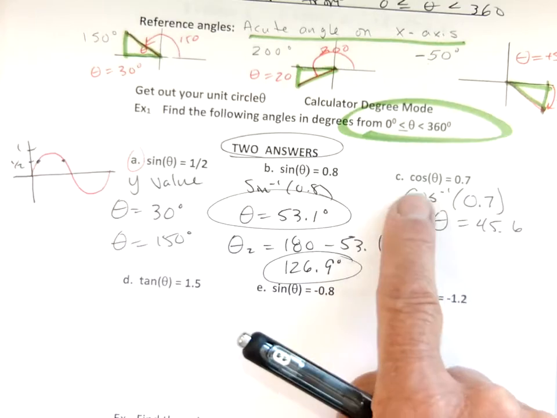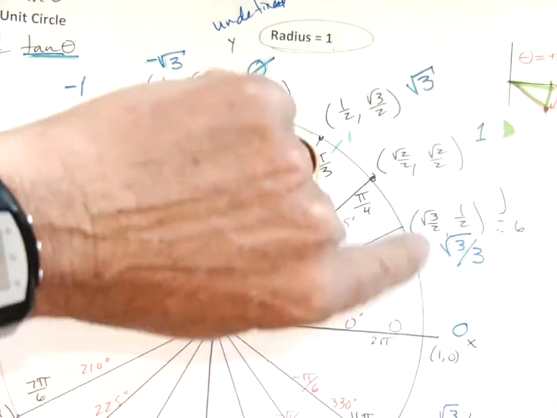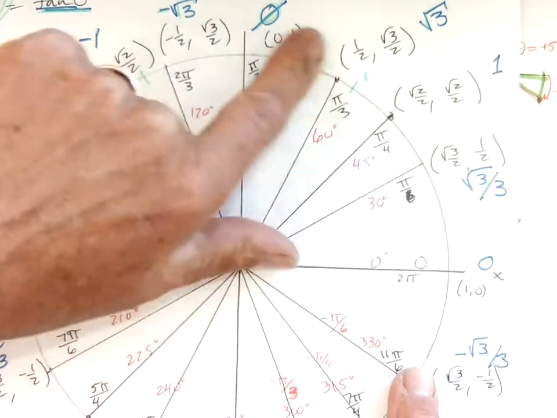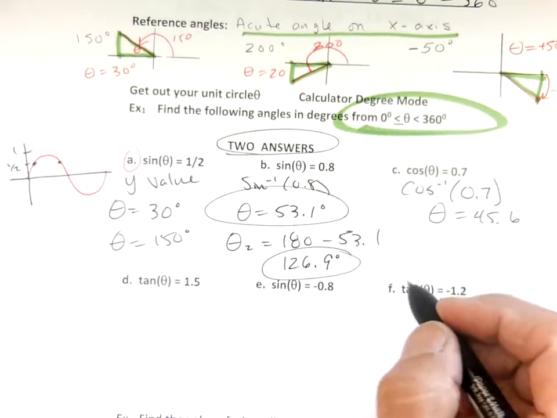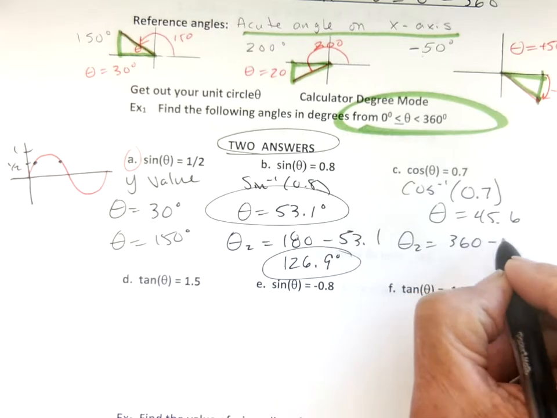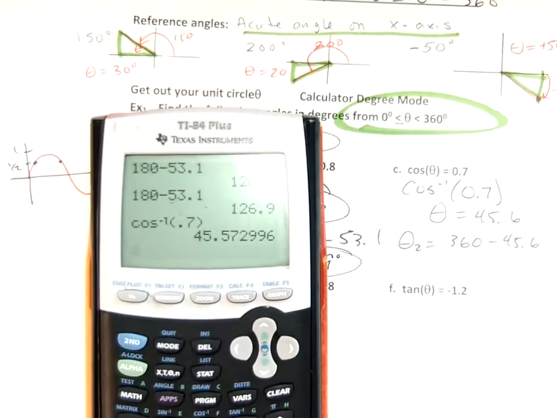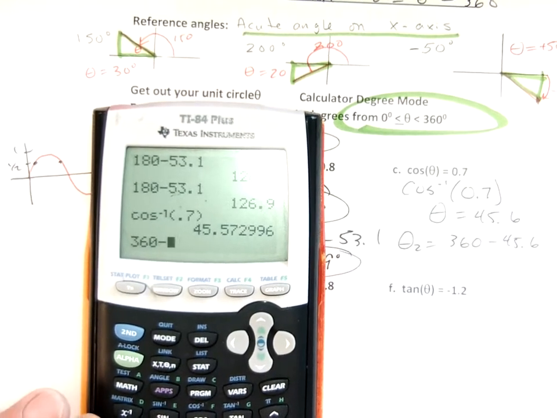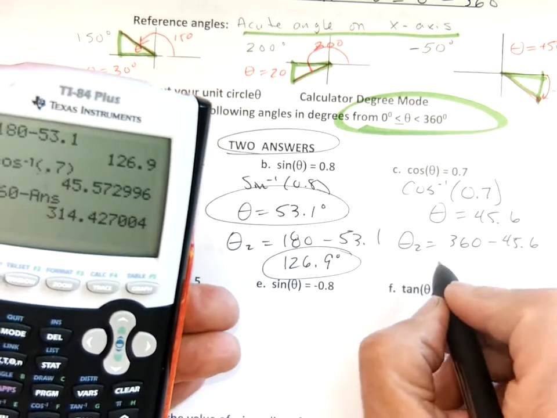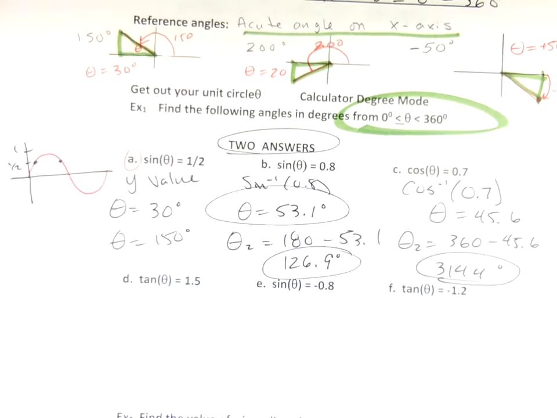And from 0 to 360 degrees, the other one's down here, it's going to be a 360 degree rotation. So what I'm going to do is go theta 2 is going to be 360 minus my 45.6, which gives me my second angle. So 360 minus my answer. And I get an answer of about 314.4. Okay.